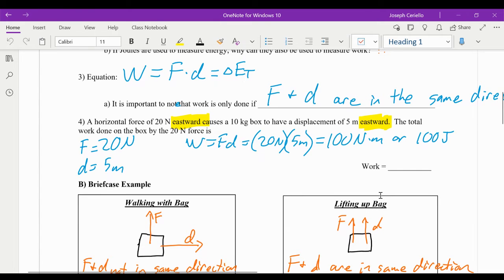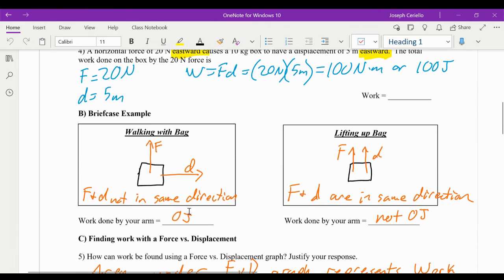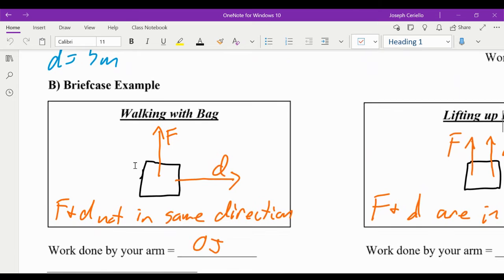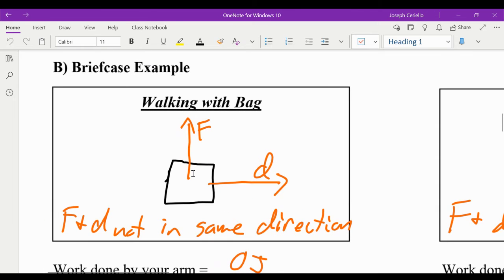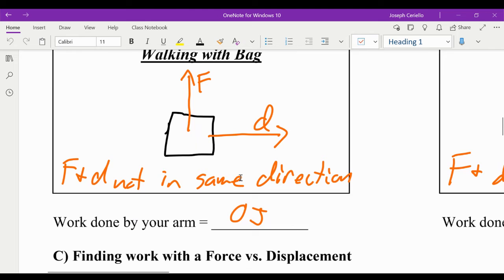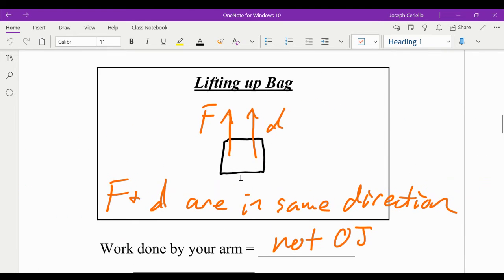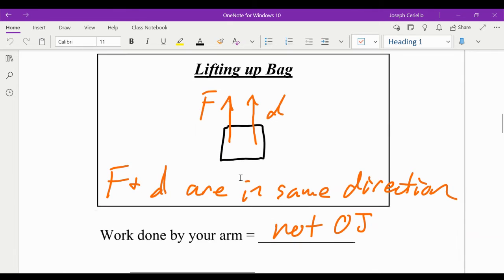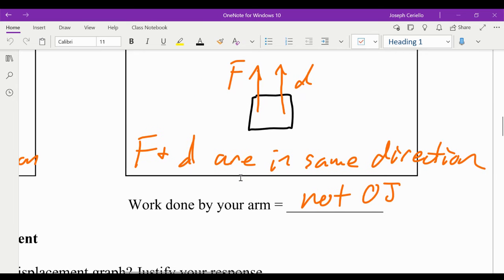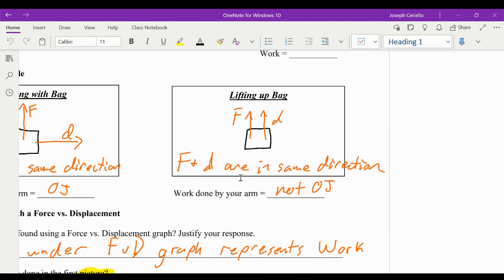Now, what do I mean by this same direction? Well, check this example out. If I have a bag and I'm walking with the bag, I apply a force upward because I'm holding it, but I'm moving sideways. Those two vectors are perpendicular to one another, so there is no work done. If I lift a bag straight up, though, I apply a force upward, and now it's moving upward. Force and displacement are in the same direction, so the work is not 0 joules. Okay, so that's kind of what I'm talking about there.